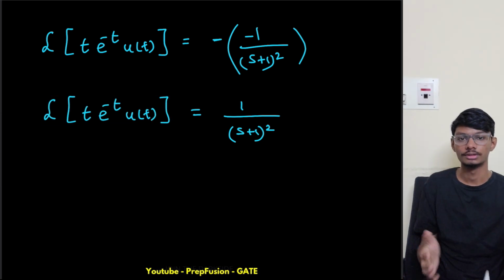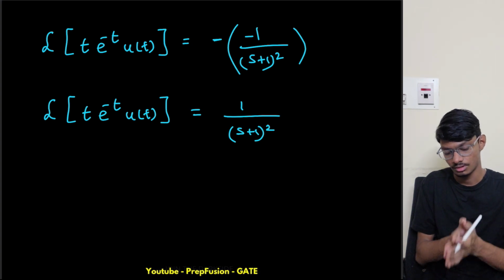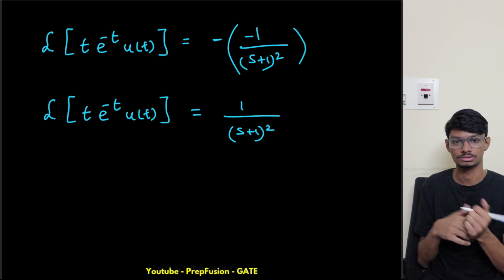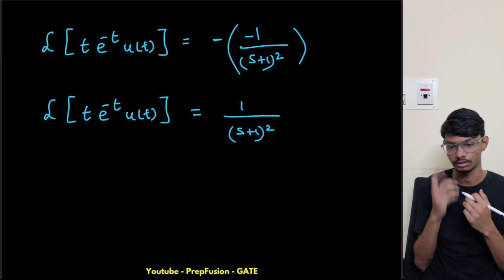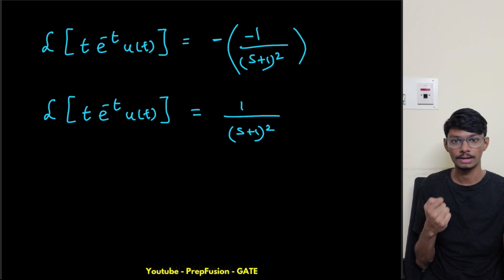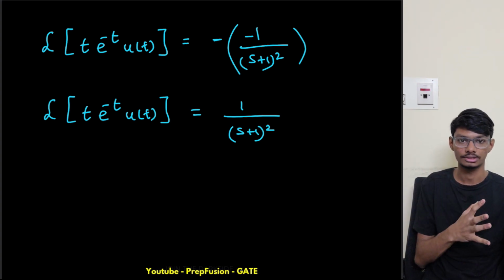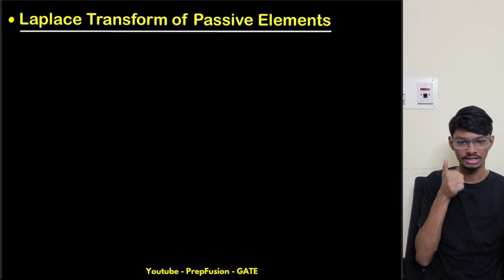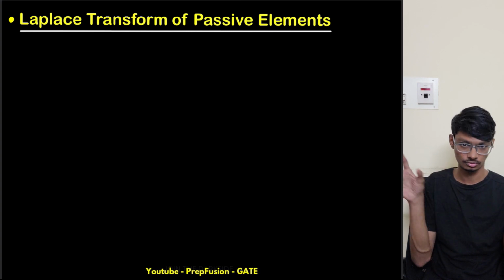These were a few example problems. You can do more problems by searching for Laplace transform problems, or I will provide you more problems. Now let's do the Laplace transform of passive elements. How are passive elements represented in the Laplace domain? I know Himanshu has already taught you this, so I will just go through it in brief.